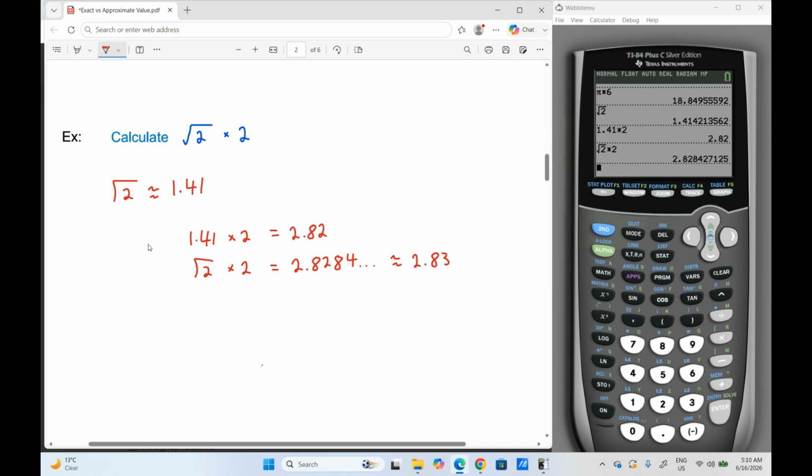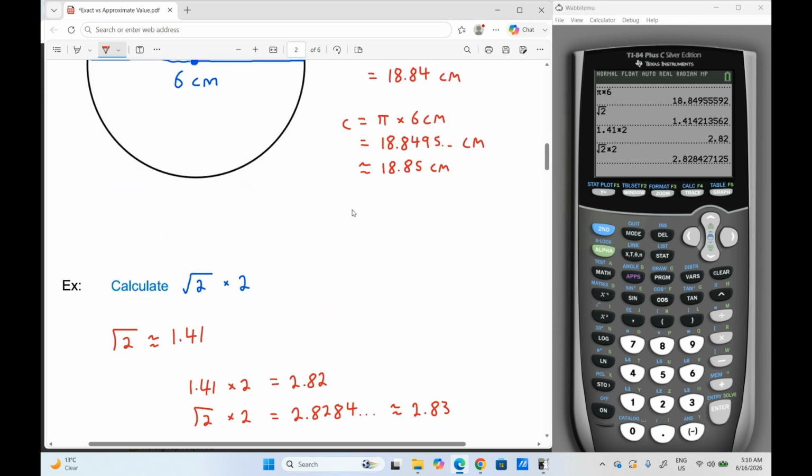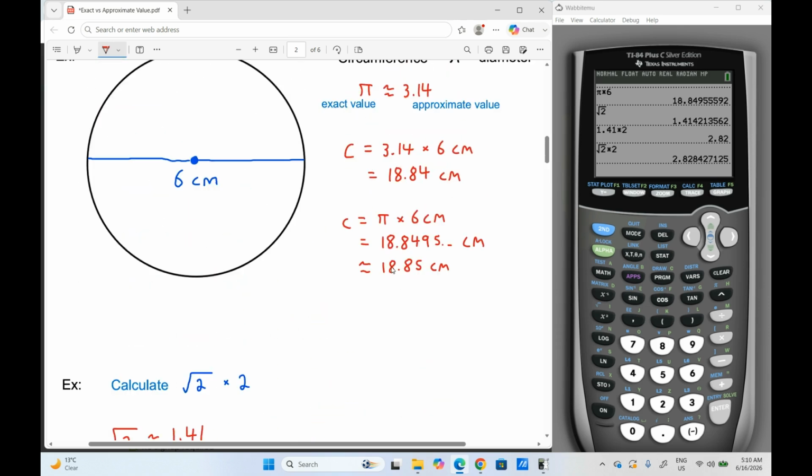But again, if you're doing mental math, it's unlikely that you can use all of the digits of the exact value. So when you do mental math, you can always leave your answer in terms of the exact value. So instead of calculating the answer as approximately 2.83 or 2.82, you can just say your answer is the square root of 2 times 2, right? Similarly here, instead of writing your answer as 18.85 or 18.84, you could just leave your answer as 6 times pi or 6 pi. That's also an option as well.